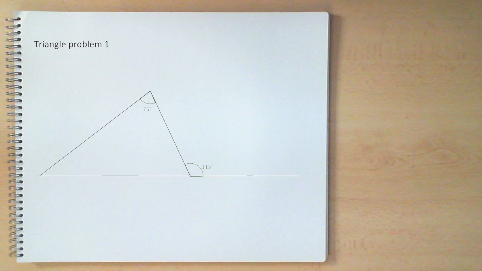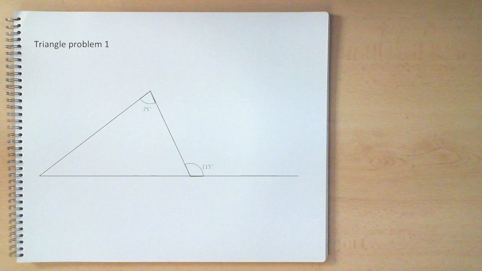This is a triangle problem. It's a triangle with one edge, one line lengthened straight out, so we have a straight line. We have one angle in the triangle given to us, the 75 degrees at the top, and we're told that the exterior angle is 115. We want to find the other angles in that triangle.